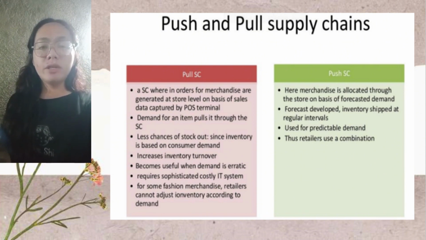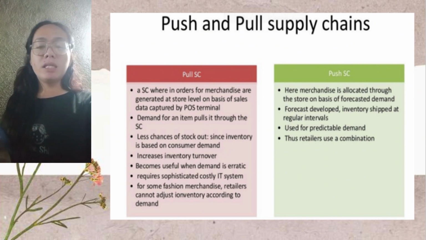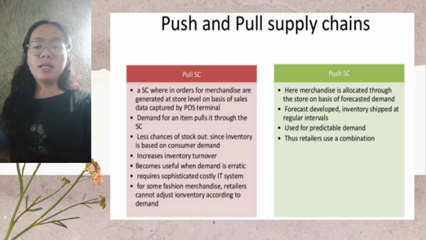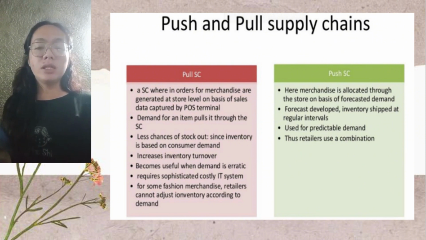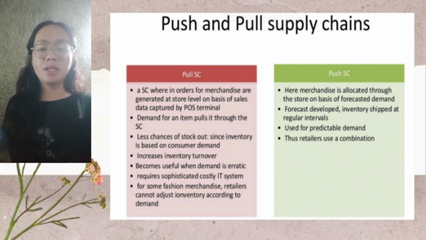Push and pull strategy refers to two different approaches to managing the flow of goods in supply chain management. A push strategy aims to keep products in stock even before the customers order them. A pull strategy produces goods in accordance with the demand of the customers. Here, merchandise is allocated through the store on the basis of forecasted demand. Forecast-developed inventory is shipped at regular intervals. Used for predictable demand. Thus, retailers use a combination.